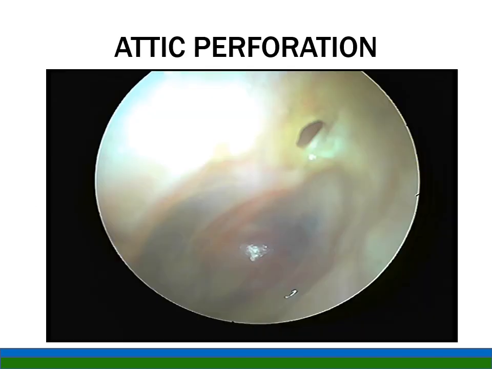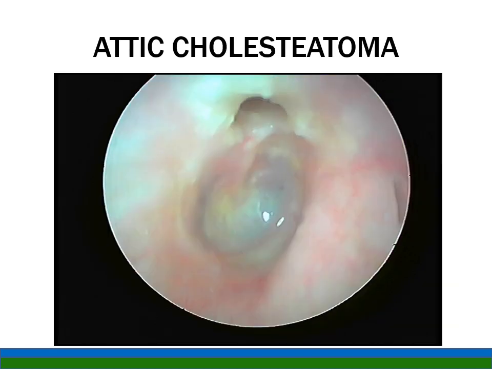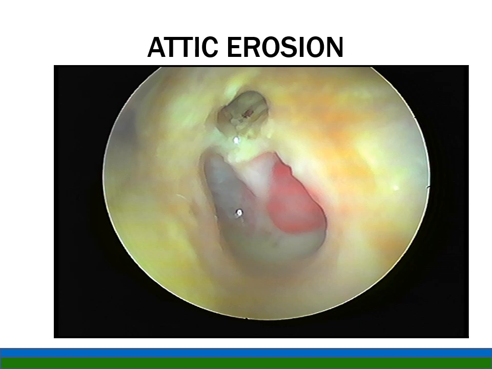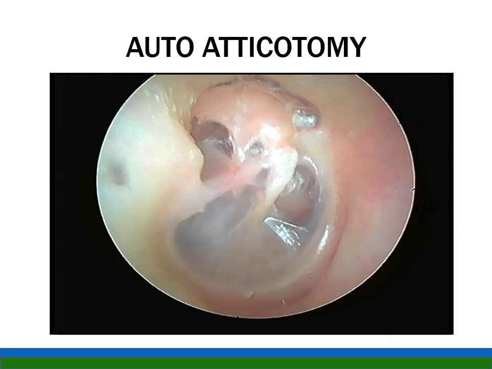I'll show one. Can you see this attic perforation? Yeah, attic perforation, you should note it as unsafe CSOM. Can you see cholesterol flakes in the attic? Here? Yeah. And attic erosion, can you see erosion of the attic here? And can you see a red fleshy polyp in the pars tensa posterior superior region? And can you see an atticotomy, meaning the bone is eroded.